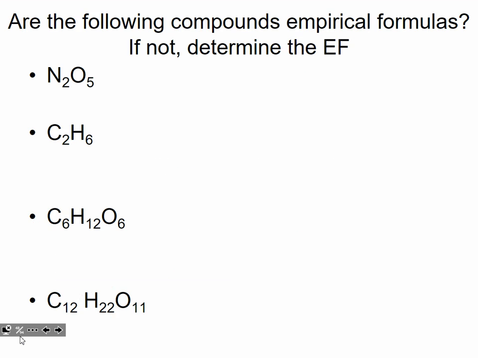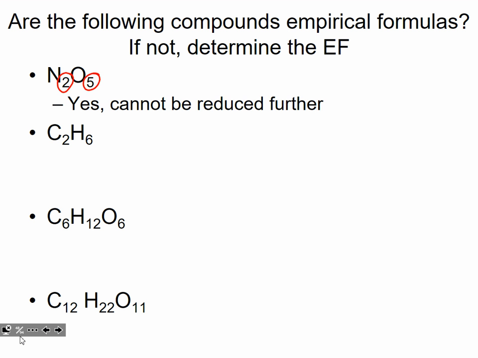So just as an example, are the following compounds empirical formulas? If not, determine the empirical formula. Well, N2O5. Between the subscripts 2 and 5, there is no common multiple where we still get a whole number. So this is an empirical formula. It cannot be reduced down any further. So that's an empirical formula.